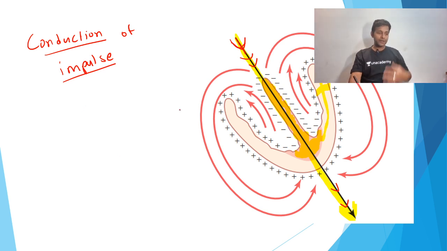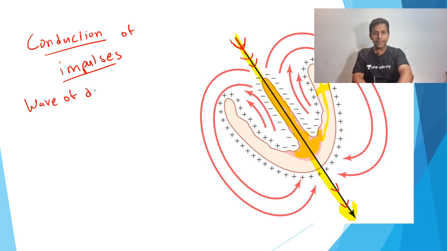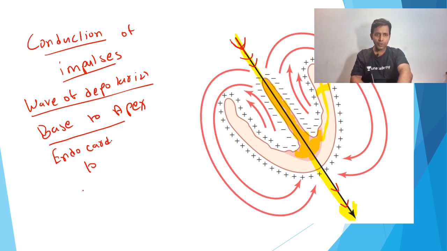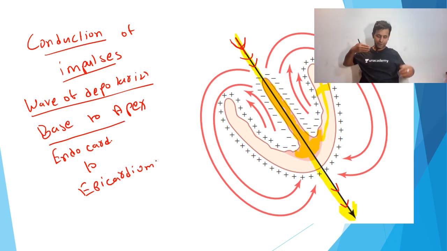What we are discussing right now is the conduction of the impulses. As you all know, the wave of depolarization spreads from base to apex. That's what this arrow indicates, base to apex, and the direction is also from endocardium to epicardium. That's how the normal electrical impulses travel, from base to apex and from endocardium to epicardium.